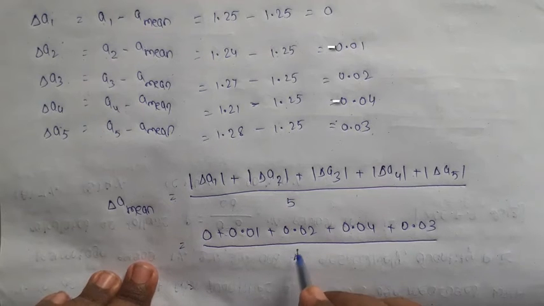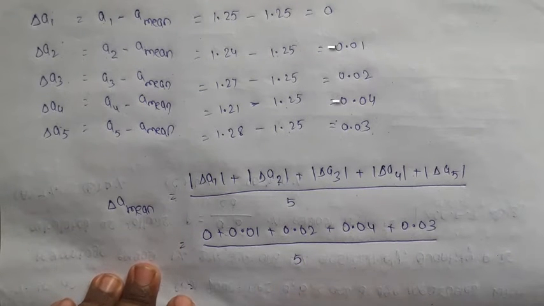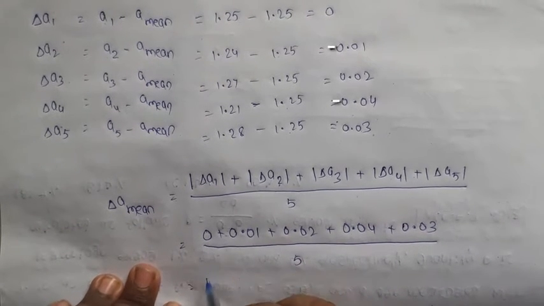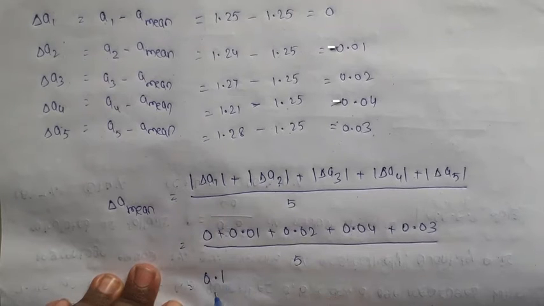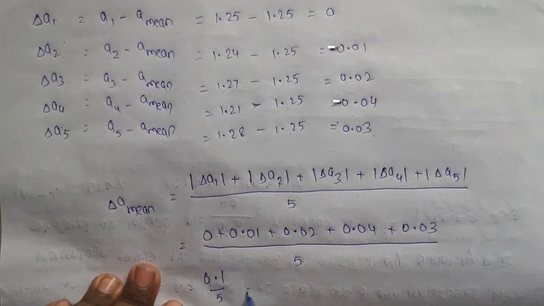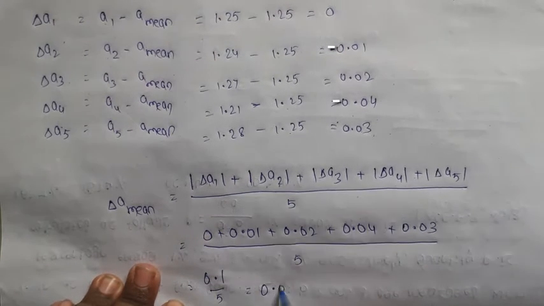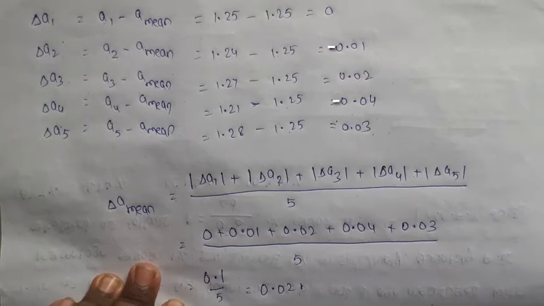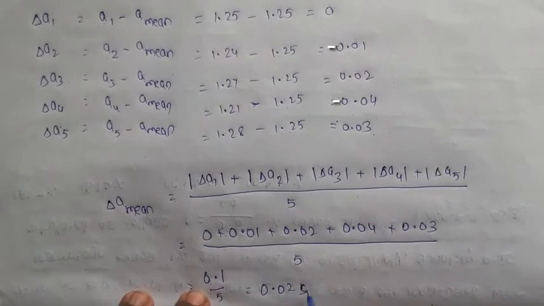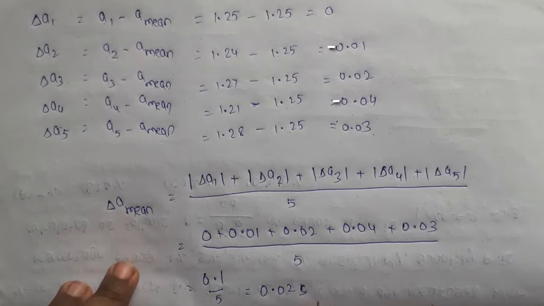So the numerator value total is 0.1, divided by 5, is 0.02 seconds. So the mean error value is 0.02 seconds.